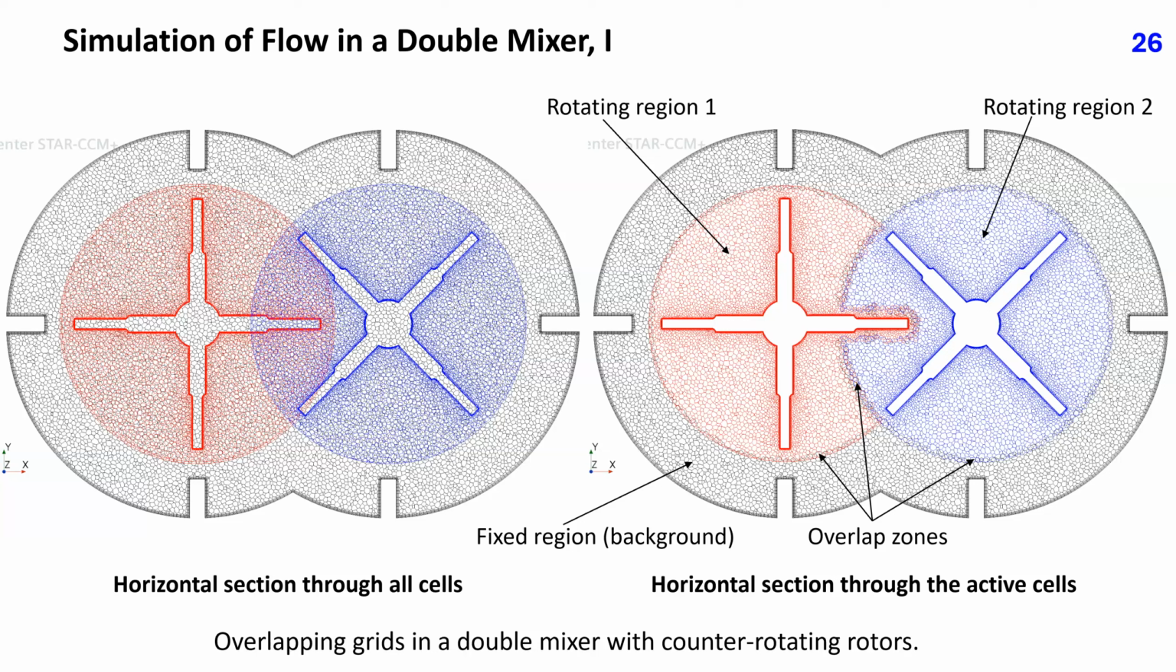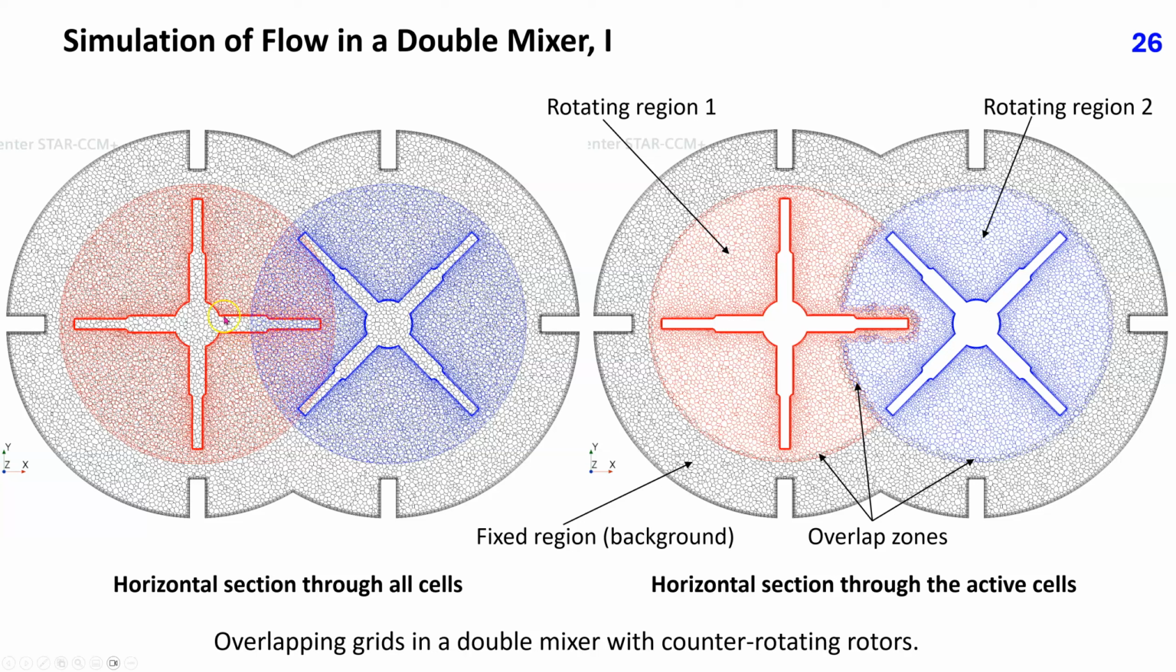This slide shows a horizontal section through overlapping grids in a mixing vessel with two counter-rotating impellers. Both impellers are the same as the impeller from the preceding test case. Because of intersecting paths of impeller blades, sliding grids cannot be used in this case.